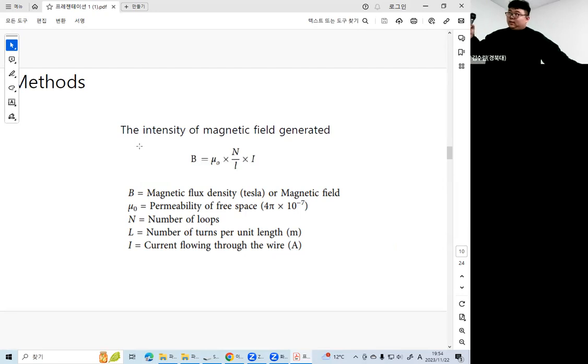This is the equation for the intensity of the magnetic field generated. B means magnetic flux density, in Tesla or Gauss, and mu zero is the permeability of free space. N is the number of loops. L is the number of turns per unit length. I is the current flowing through the wire.